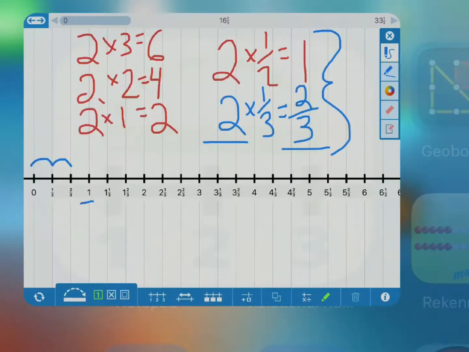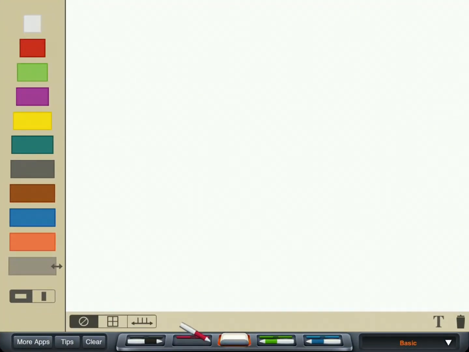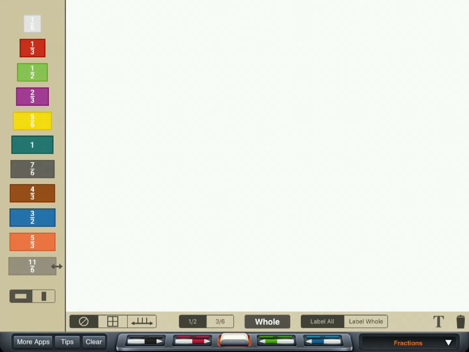I'm going to switch apps. I'm going to go over to my rods app and see if we can represent what we've just done in a different way. Students benefit from varied representations of all mathematics, but particularly multiplying fractions. And so while the number line is good, I also like to use rods as well and area models. So let's take a look at those same questions again.